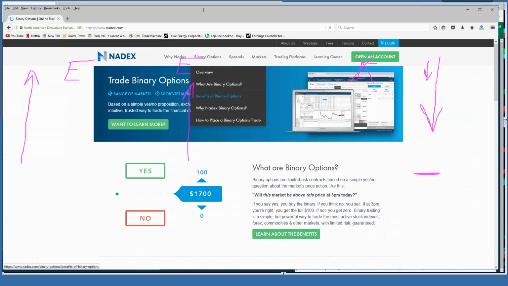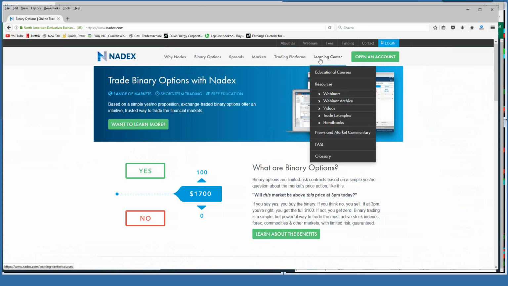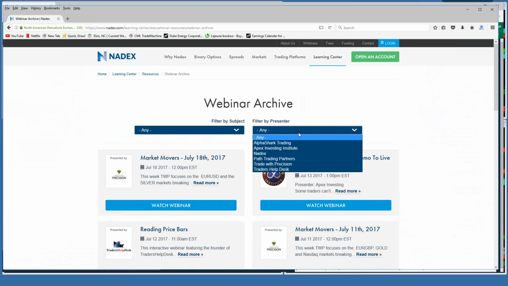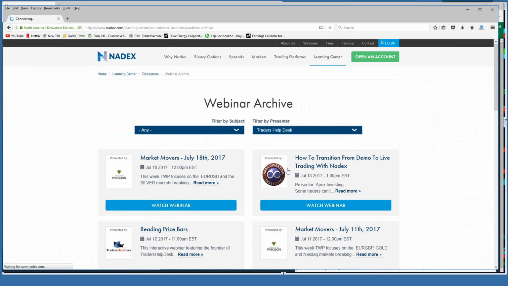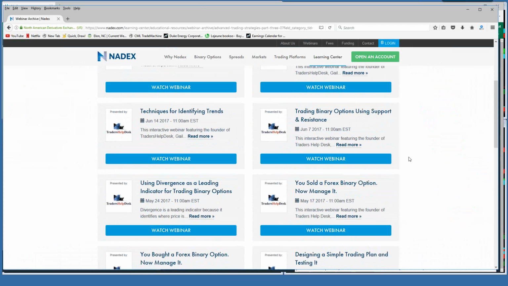If you go to nadex.com, click on Learning Center, and let me get rid of all of these drawings. Click on Learning Center, go to Webinar Archive, and then under Presenter, just select Traders Help Desk. And I had one at July 12th. It was on reading price bars, learning candlestick formations.